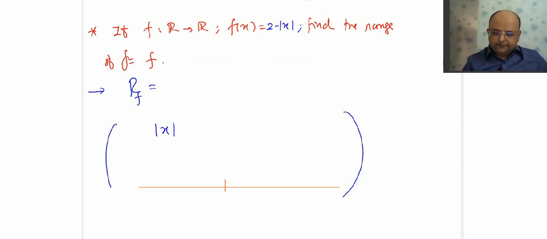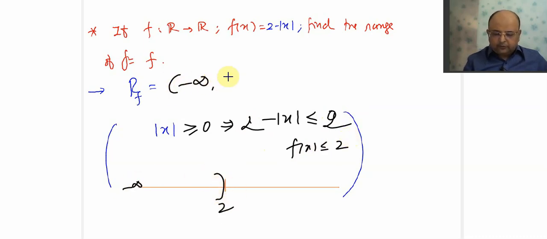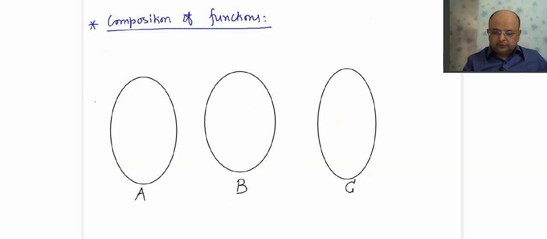Mod x is always greater than or equal to 0, so negative mod x is less than or equal to 0. We add 2 to both sides, so f of x is less than or equal to 2. That means it is minus infinity to 2, so the open-closed interval minus infinity to 2. Okay, now we go for composition of functions.